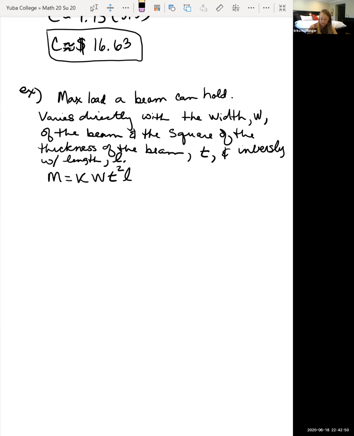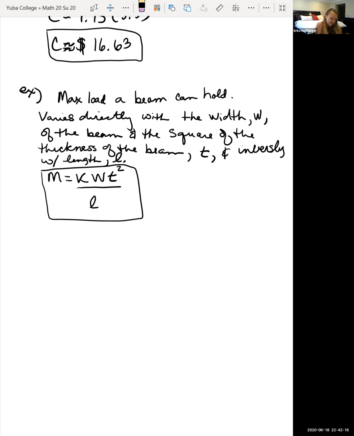Oops, and it's inversely. So that tells me that we're dividing by L. Okay, so we kind of nitpicked so we can get that general equation. And now they're going to start throwing numbers at us so that we can figure out what K is.